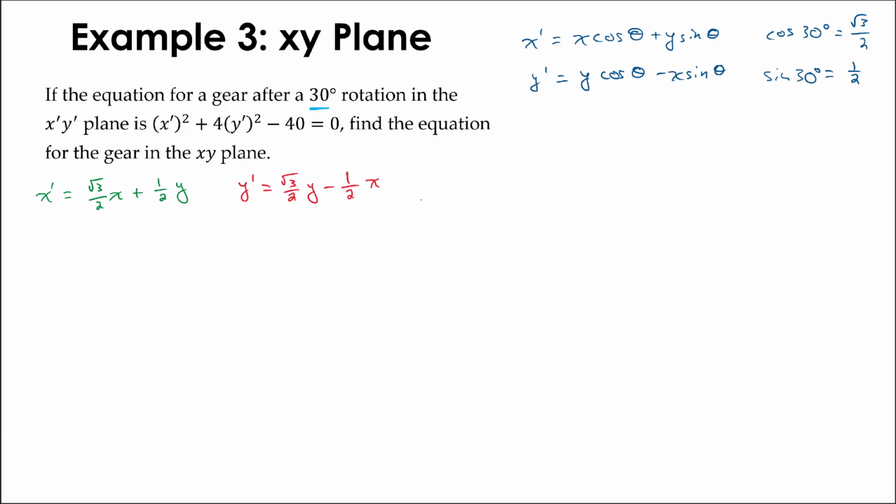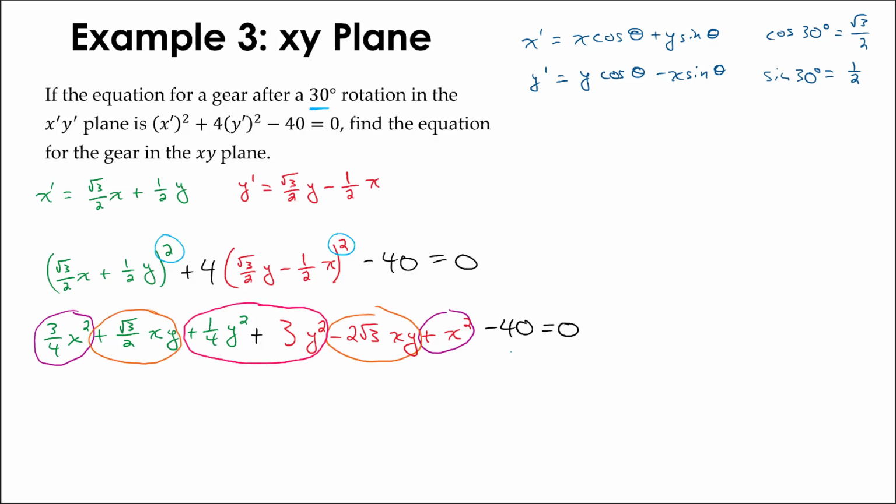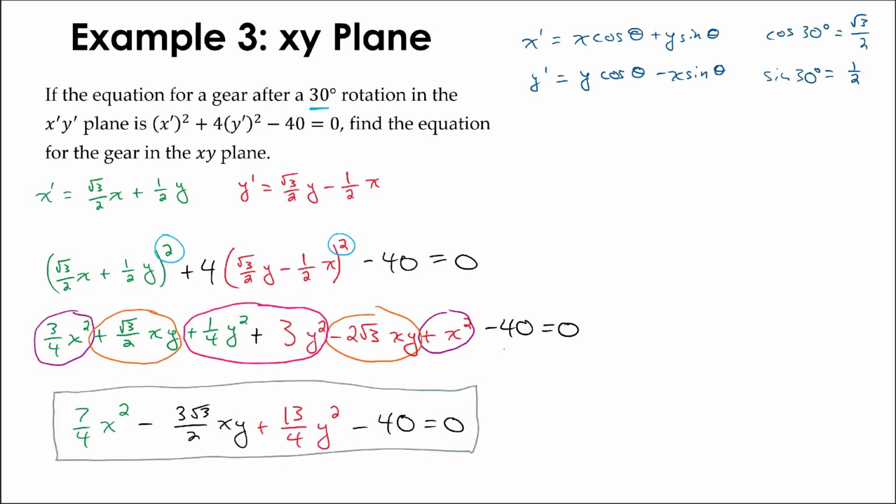Then we're just going to start plugging those in. We plug that into our original equation, get something like this, and start to expand out all of these squares. Then we can start combining like terms. We can combine our x squareds, our xy's, and our y squareds, and our final equation is going to be 7 over 4 x squared minus 3 root 3 over 2 xy plus 13 over 4 y squared minus 40 equals 0. That's how we can go from the x prime y prime plane to the xy plane.